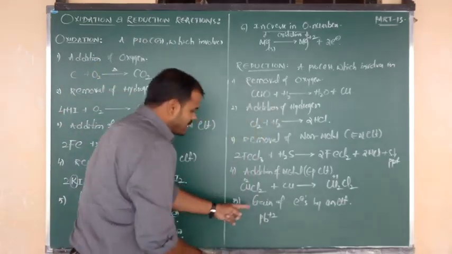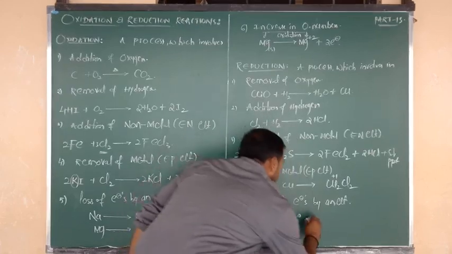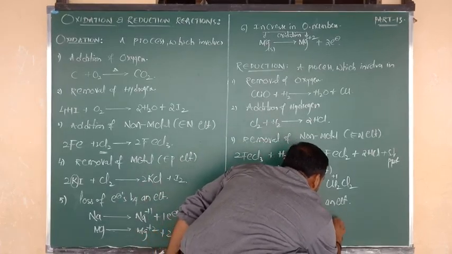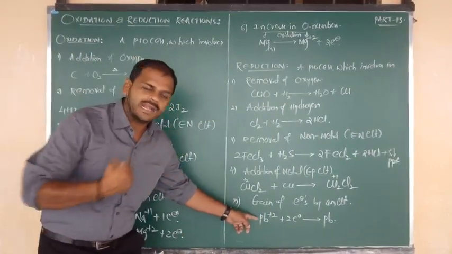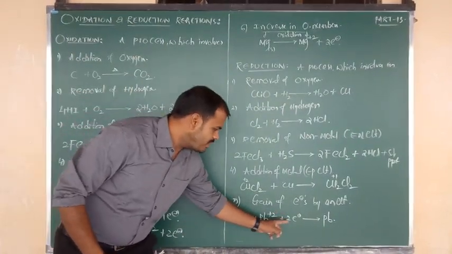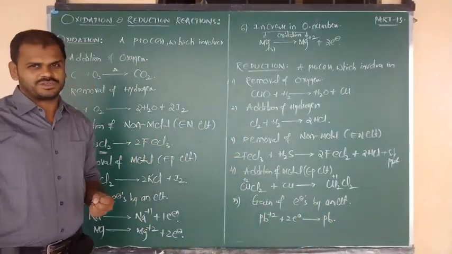Pb plus 2 can gain 2 electrons and it is going to be formed. The product is nothing but Pb. Pb plus 2, by gain of 2 electrons, becomes neutral. Finally, we are getting the lead product.